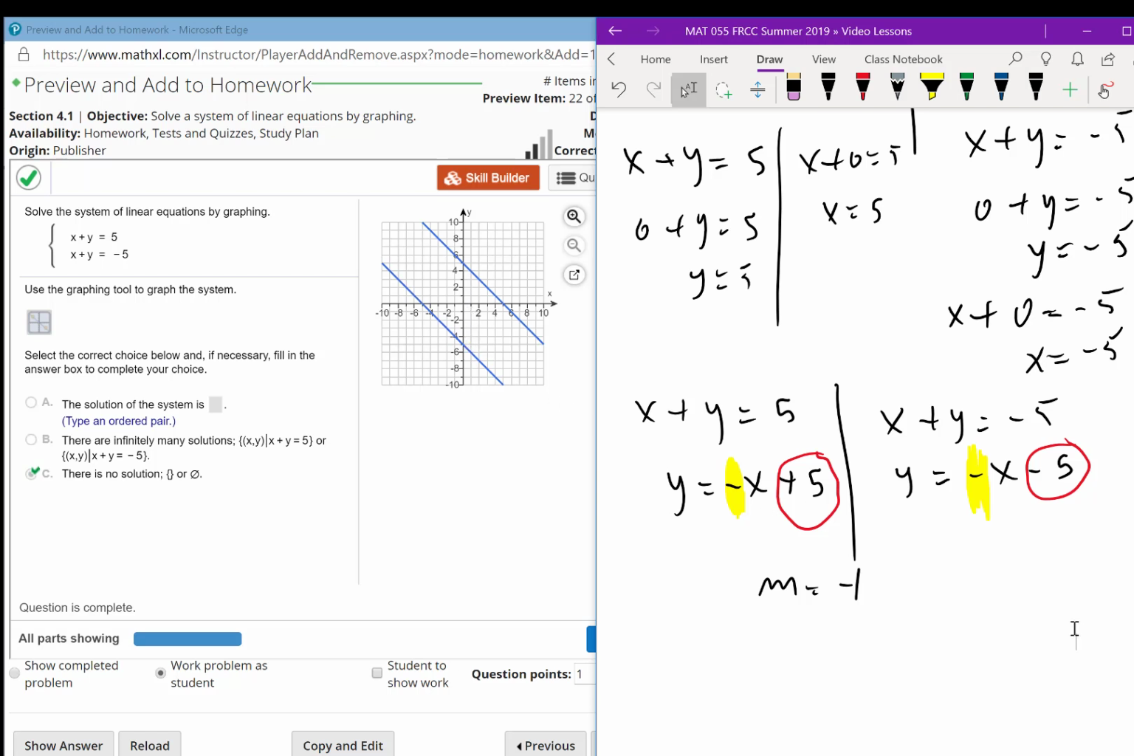So the moral of the story is this: when you go to graph and you have two parallel lines, that means that the two lines have the same slope. That means that there's not going to be a solution. So we just come back and say no solution.